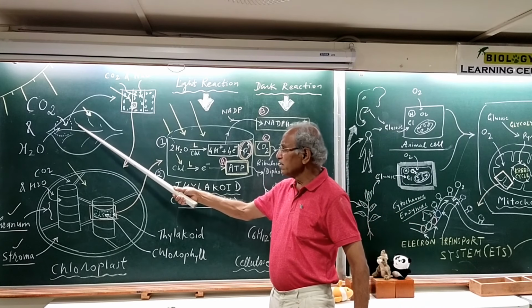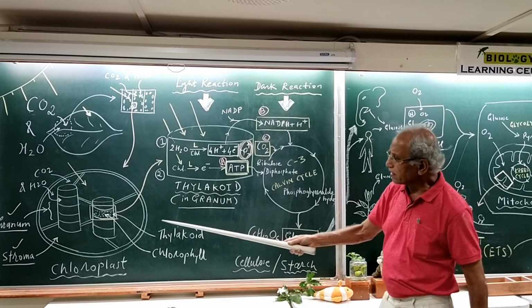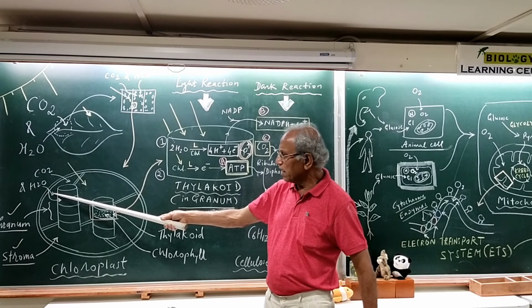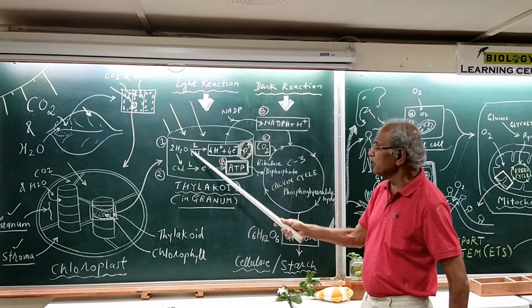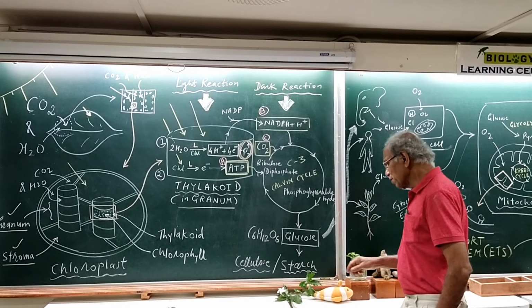Water is entering inside, water is already available in the stroma and water will enter inside the thylakoid also. See, it is there in the stroma, it is also entering into the thylakoid. And now this water is being broken and the protons are there. So this is what is called as reducing power.